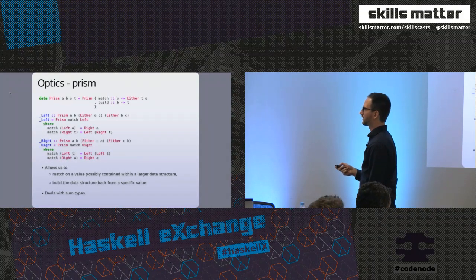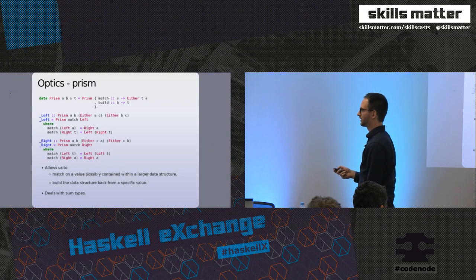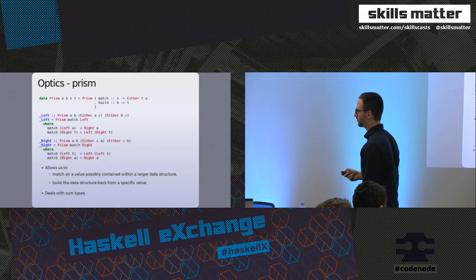And here we have an example: left is a prism that matches on the left side of an Either and can build back an Either by simply applying the left constructor. And right is a prism that matches on the right side of an Either and can build an Either from a value by simply applying the right constructor.